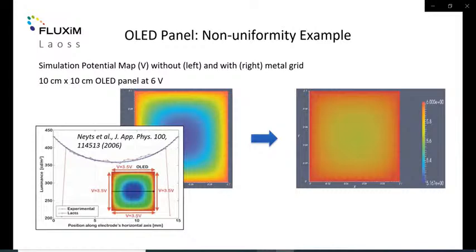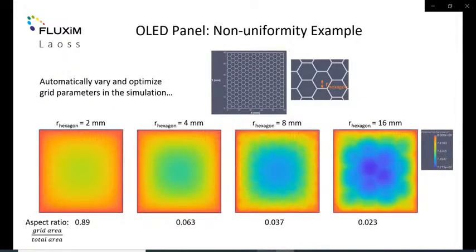outer edge. Such a panel without a metal grid and the corresponding luminance distribution has also been characterized experimentally. The LAOS simulation agrees perfectly well with the measured profile. The parameters of the honeycomb metal grid can be varied and optimized automatically in LAOS.